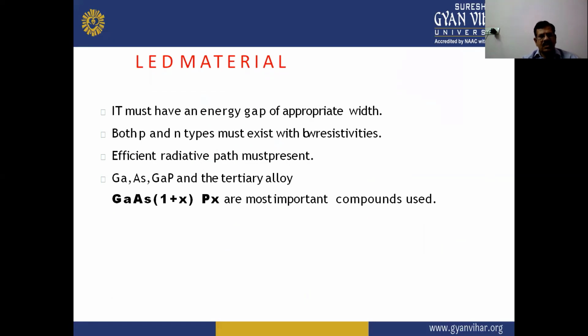Now, what is the material of LED? So it must have an energy gap of appropriate width. So both p-type and n-type must exist with suitable resistivities, and the efficient radiative path must be present. So gallium arsenide, gallium phosphide, and other alloy materials are used in the light emitting diode. So these are some semiconductor materials which are used to make the LED.